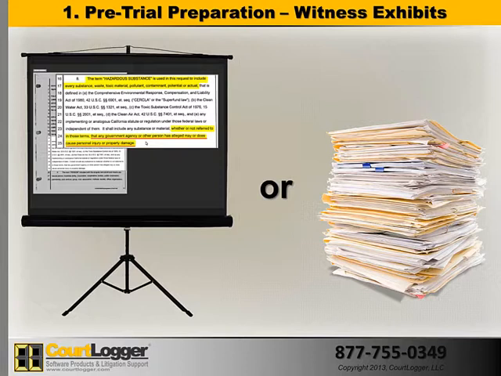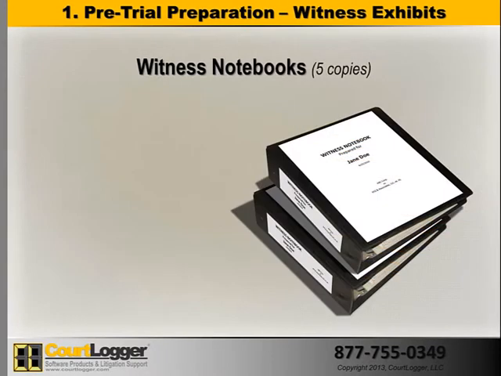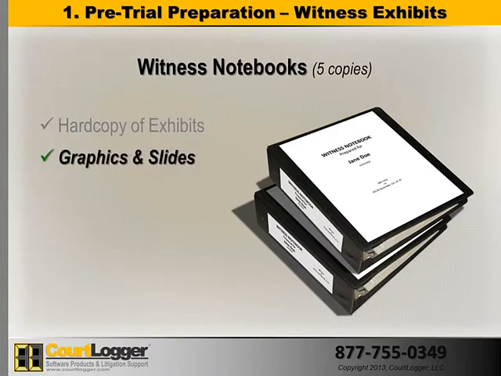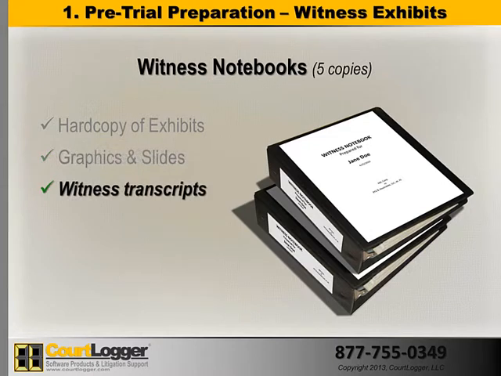These interruptions or objections just add delay and confusion to your presentation that could otherwise be avoided by providing the witness, the judge, and opposing counsel a witness notebook. On direct examination, the notebook should be number tabbed to include hard copy of all exhibits to be used with a witness, including any related graphics or slides, and a copy of the witness deposition transcripts. There should be a copy for opposing counsel, witness, judge, and the presenting attorney.